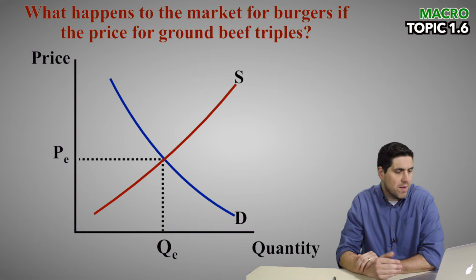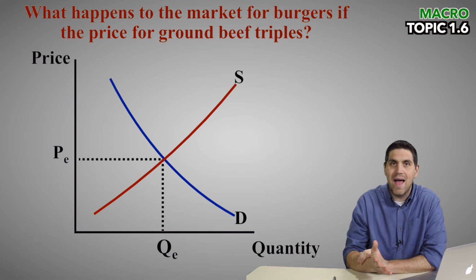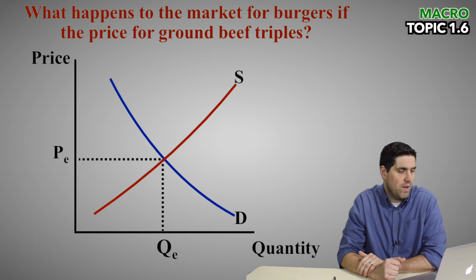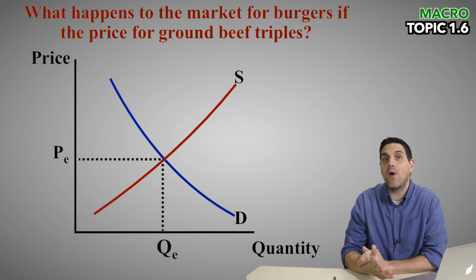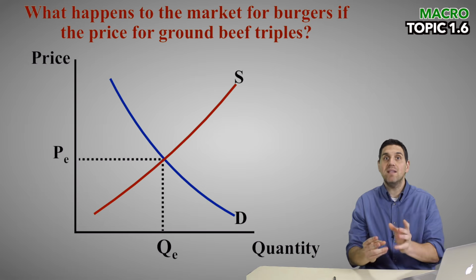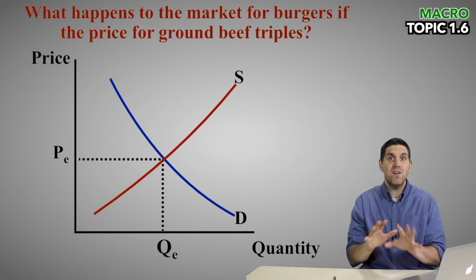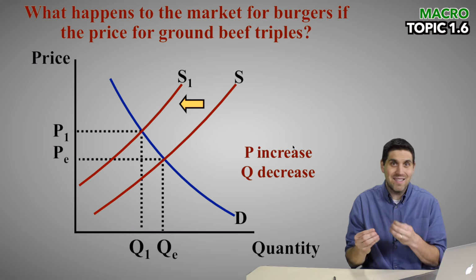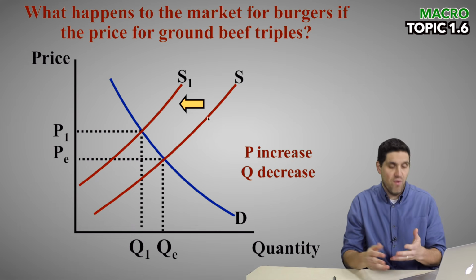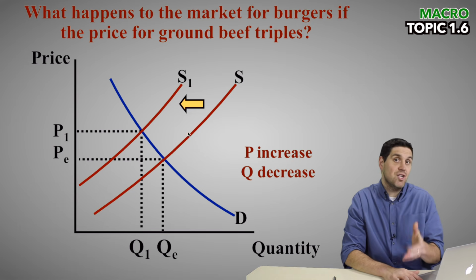So here we have an equilibrium for burgers, demand, supply, and some price, PE, and quantity, QE. And the question is, what happens to the market for burgers if the price of ground beef triples? So if the price of a key resource triples, it doesn't affect demand, it affects supply. And if it triples, that means supply is going to decrease. They can't produce as much as they could before. When supply decreases, it shifts to the left.